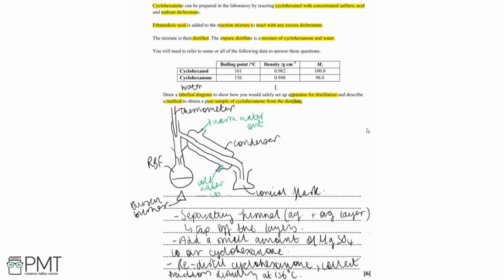And for this question, it is a quality of written communication style question. So what that means is that this question is banded. So we've got band 1, band 2, and band 3 for our marks.